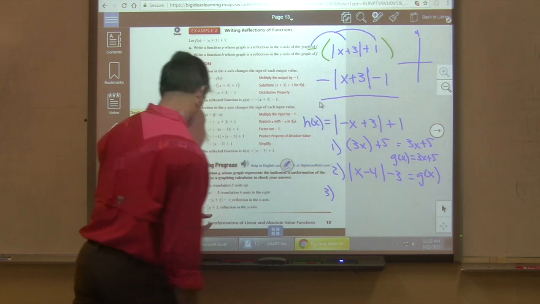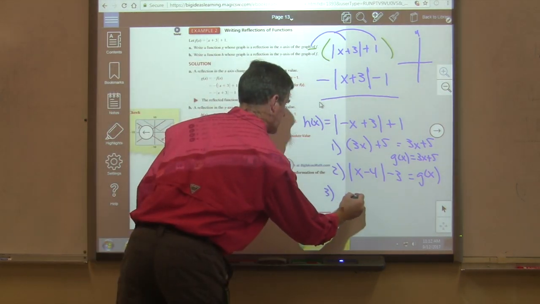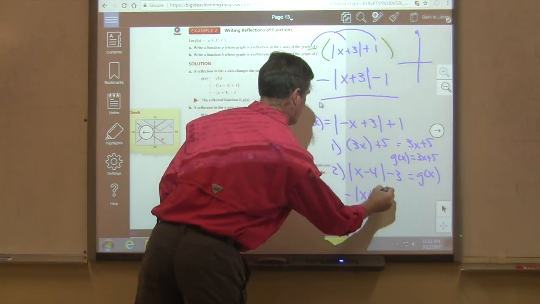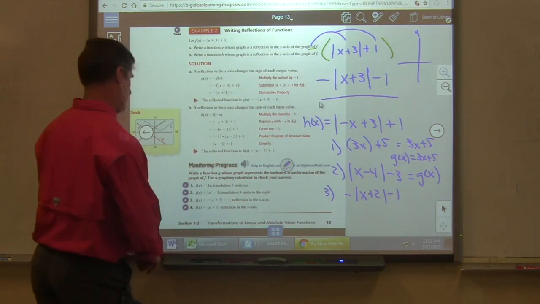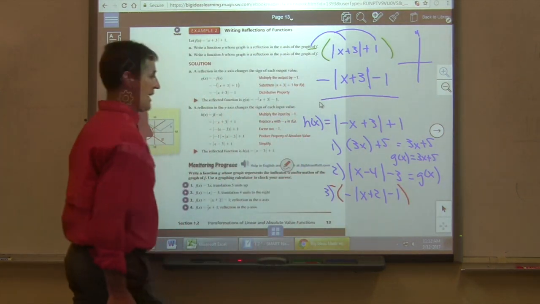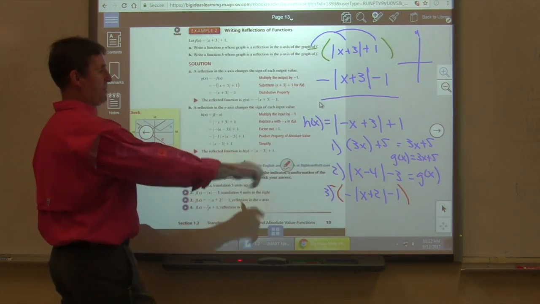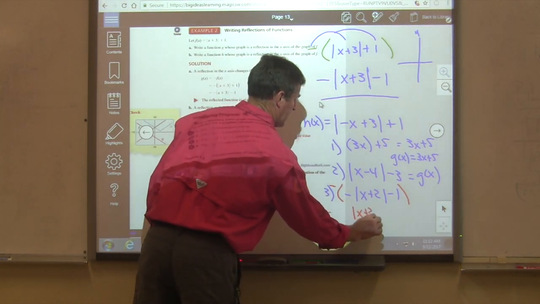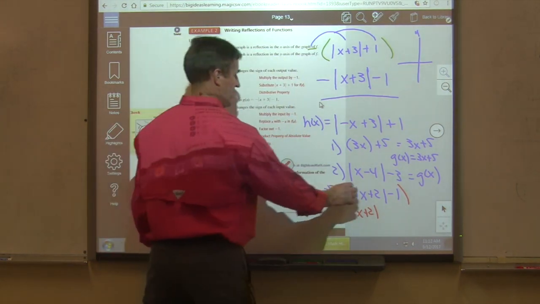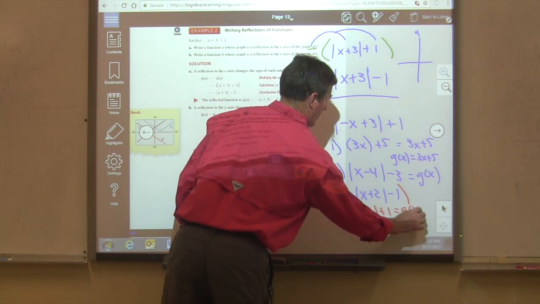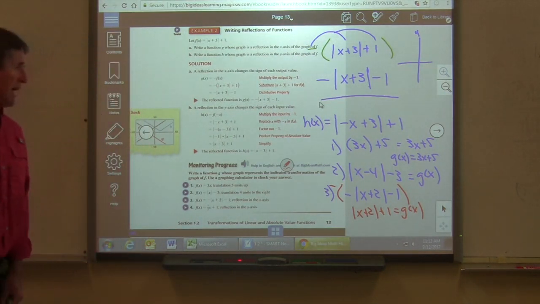So we're going to take the whole thing, which right now is negative absolute value of x plus 2 minus 1. We're going to put that in parentheses and put a negative sign in front and then distribute. Again, the negative and negative becomes a positive, so this just becomes the absolute value of x plus 2. The negative affects the minus 1, that becomes plus 1. And so we get g of x equals the absolute value of x plus 2 plus 1.